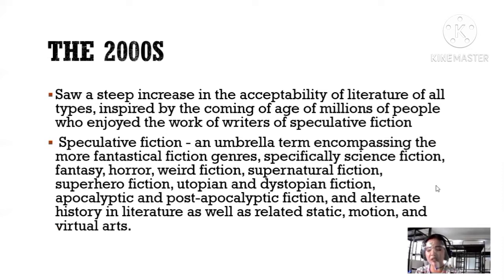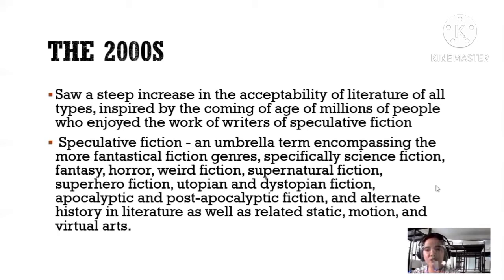Speculative fiction comprises different kinds of genres from the fantastical fiction genres: science fiction, fantasy, horror, weird fiction, supernatural fiction, the one that has lots of heroes, or lots of explosions or scientific explanation, or stories of earthquakes, stories of tsunami, like that. So utopian and dystopian fiction. Anyway, these different kinds of fiction will be understood in our next lesson.